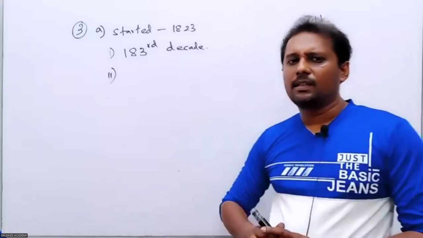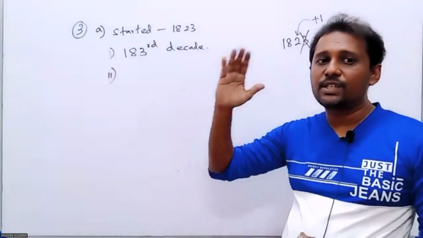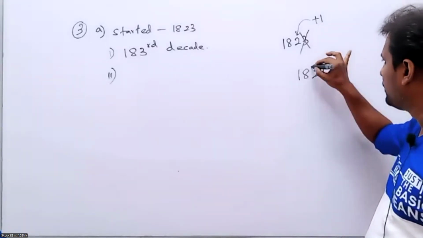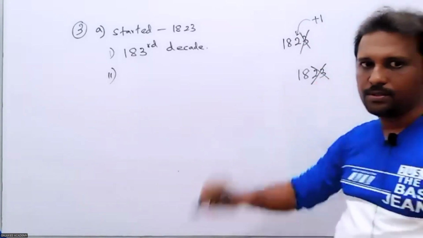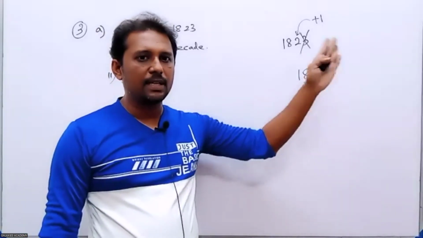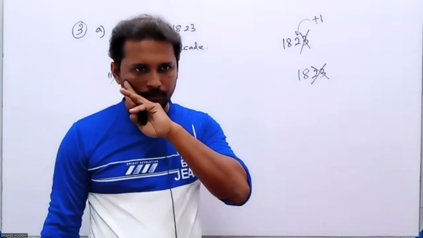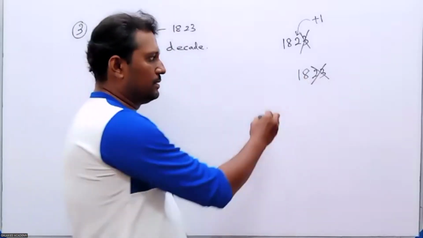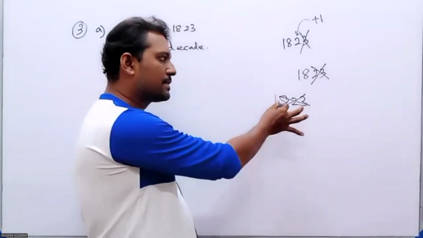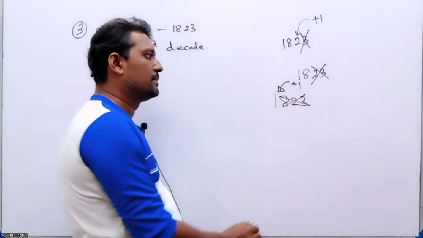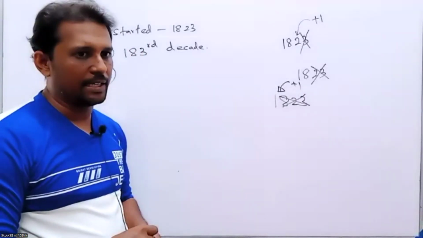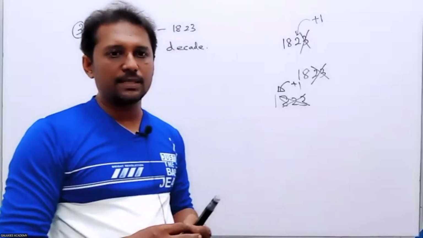Can you tell me in which century this school was started? How can you find the century? You have to remove the last 2 digits, then add 1 to this number. 18 plus 1, the 19th century. How can you find the millennium? You have to remove the last 3 digits and add 1. Second millennium. Okay, it is the finding method of decades, centuries, and millennia.